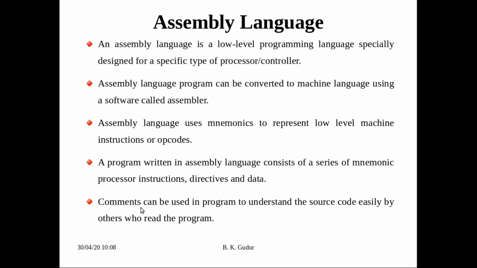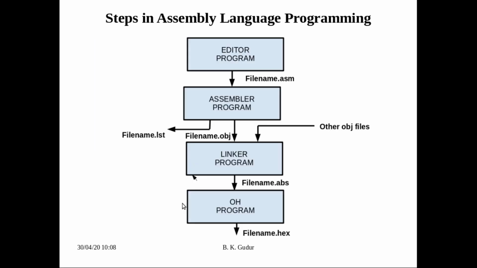And we can use comments in a program so that others who read the program can understand the source code easily. If I write a program and somebody wants to refer to it, the specific purpose of some part of the code, or the whole program, can be explained using comments. You also know that there are two types of comments which can be used here. We are going to discuss more about that whenever we start writing assembly language programs. So these are the steps in assembly language programming.